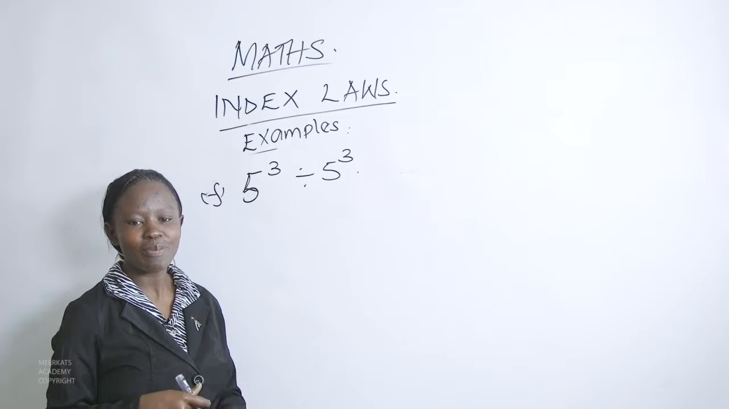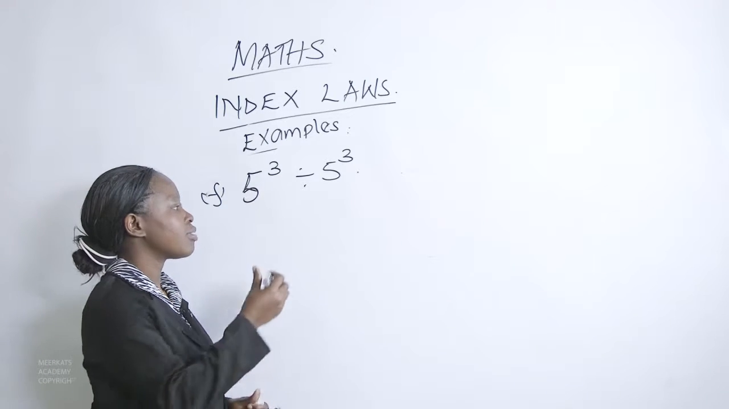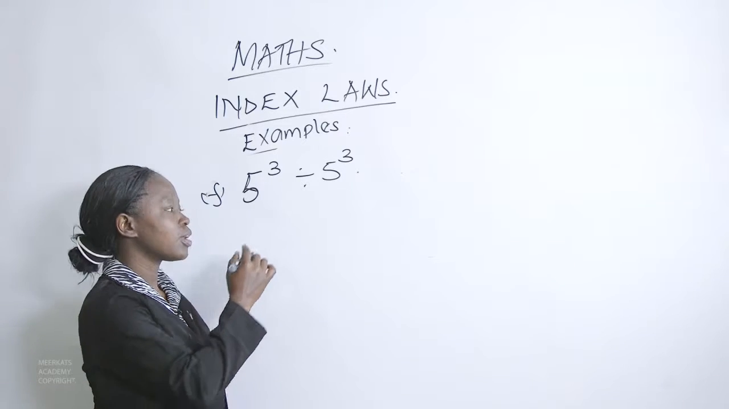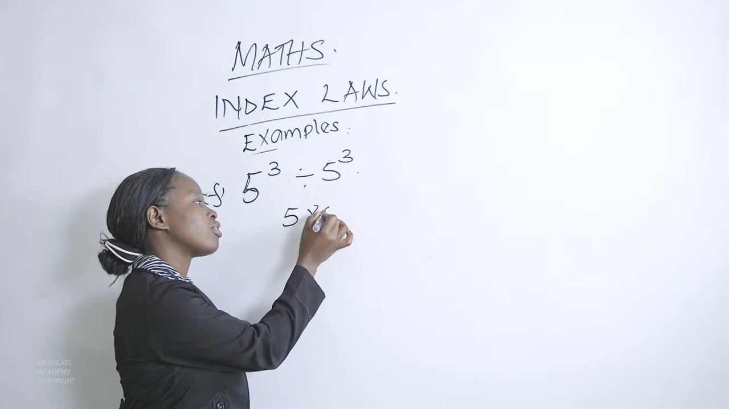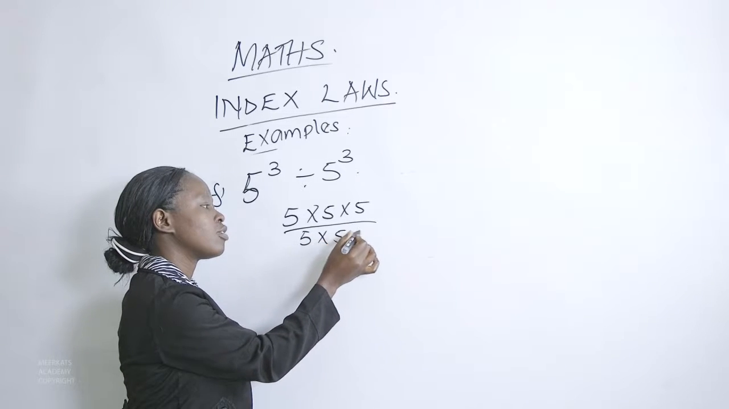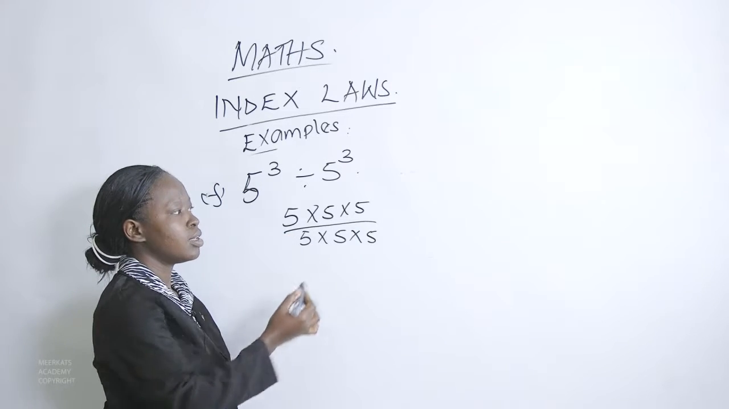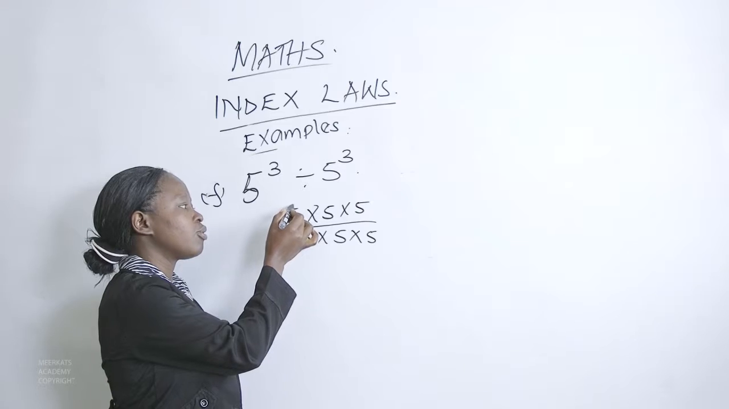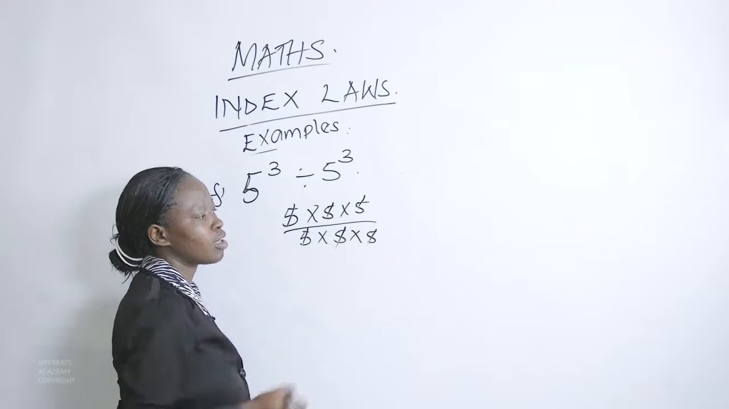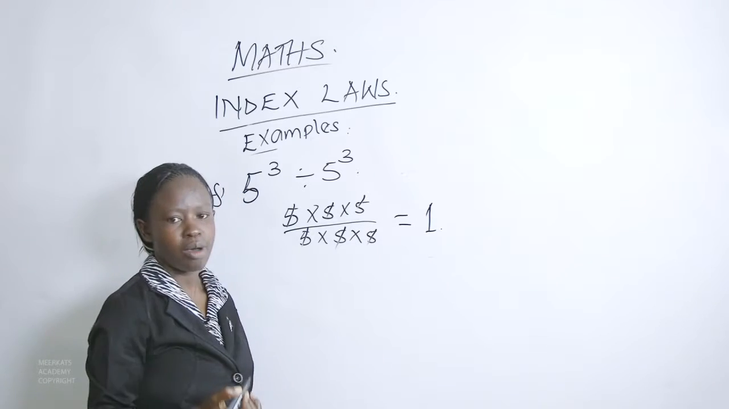So the next example, we have 5 to the power of 3 divided by 5 to the power of 3. And we discover that 5 to the power of 3 means that my 5 has been repeated 3 times. So I multiply 5 times 5 times 5 divided by 5 times 5 times 5. So what does this mean? If I divide these, the first 5 cancels out, the second one cancels out, and we discover that the other one also cancels out. And we are left with 1 as our solution.